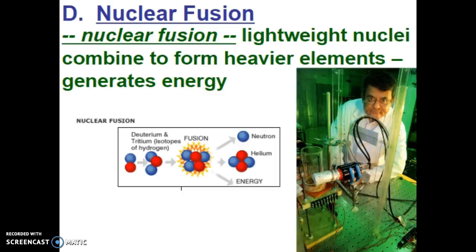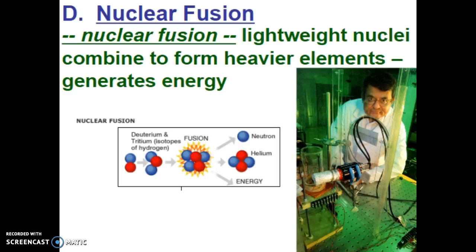Nuclear fusion is a technology that is in its infancy, but is trying to be developed. Nuclear fusion is the opposite of fission. Fission is taking a big molecule and breaking it up into little parts, whereas nuclear fusion is taking little parts and fusing them together to make a bigger, heavier element. This will also generate energy. This is what happens in our own sun.